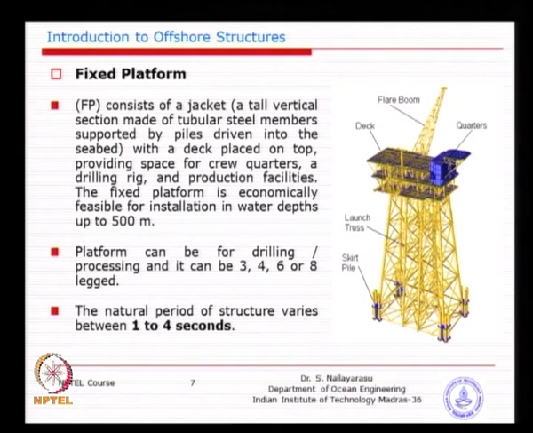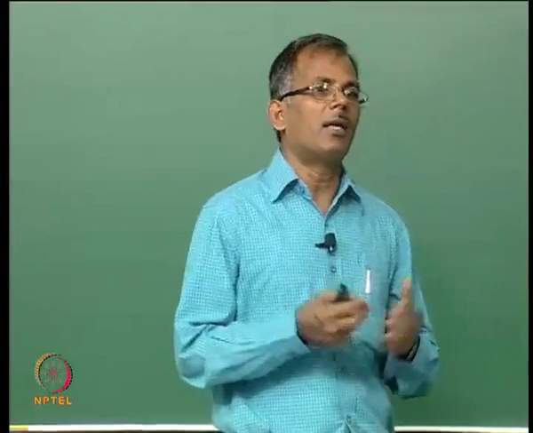And you can see that structures have several configurations. Later on, when you refer to various references or textbooks, you will find various configurations, like 3 legs, 4 legs, depending on the design requirement, the floor area, and the environmental conditions. For example, if you have a 100 meter water depth and you put one single column, you can typically work out what diameter is required.